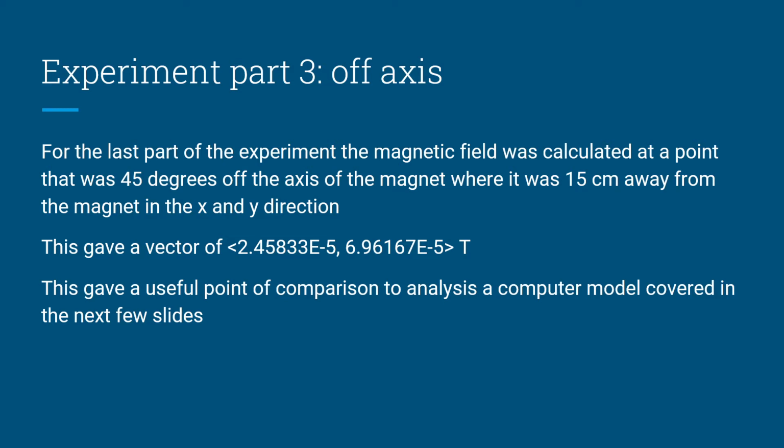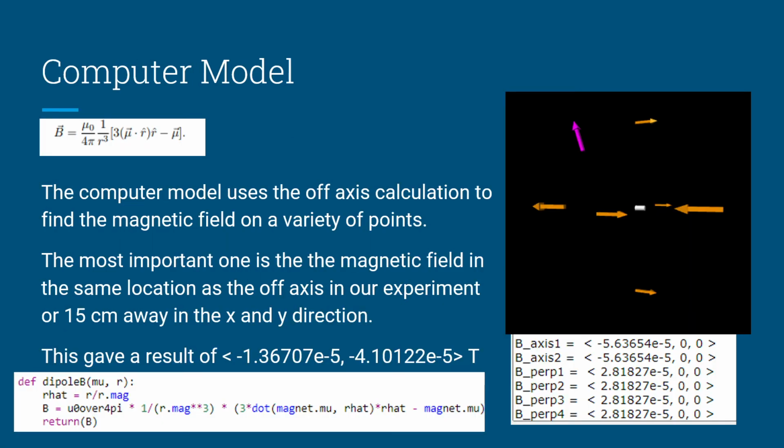In the last part of the experiment, the magnetic field was calculated at a point that was 45 degrees off axis, where it was 15 centimeters away from the magnet in the x direction and the y direction. This gave us this vector and gives us a useful point to compare the accuracy of our computer model to our experimental model. In this computer model, we use a more developed form of calculating the magnetic field of a dipole, so we are no longer dependent on being on axis or perpendicular to the magnet.